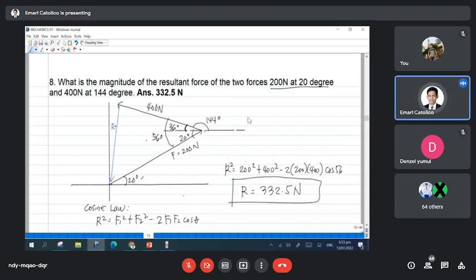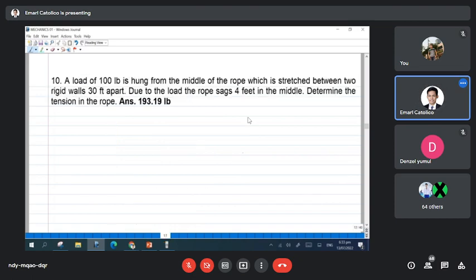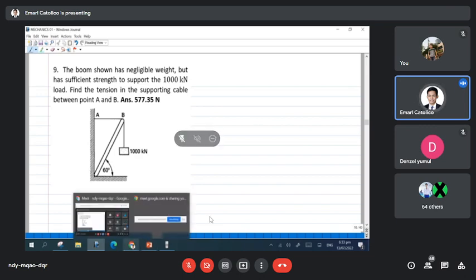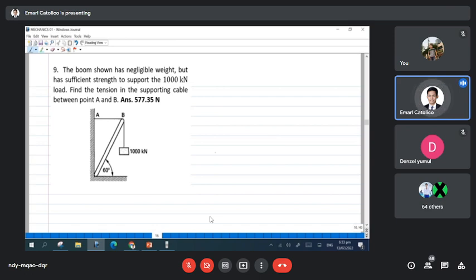Okay, so next item. Okay, dito na tayo. May mga tension na yung sunod natin to. So number 9, the boom shown has negligible weight but has sufficient strength to support 1,000 kilonewton load. Find the tension in the supporting cable between point A and point B. Okay. So kapag mga ganitong problem, may mga fixed support, so mas madali siyang isolve if gagawa nyo siya ng free body diagram.